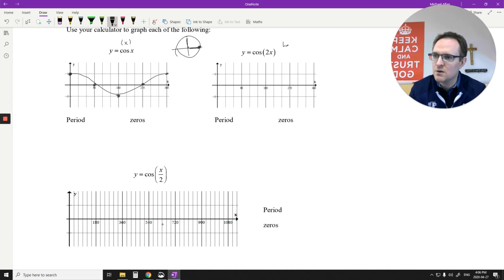So this here does a horizontal stretch. Oh, I'm sorry, my period. My period is 2. Oh, so we're still in degrees. Okay.